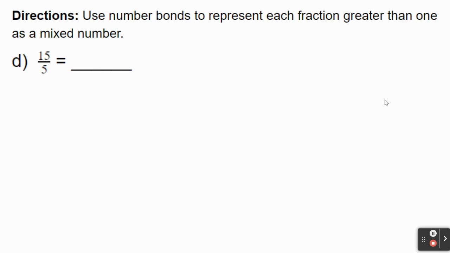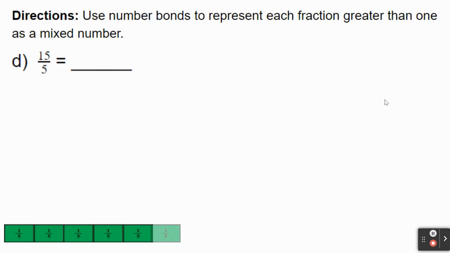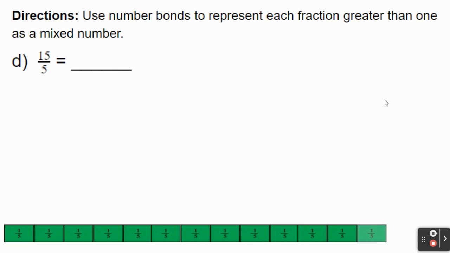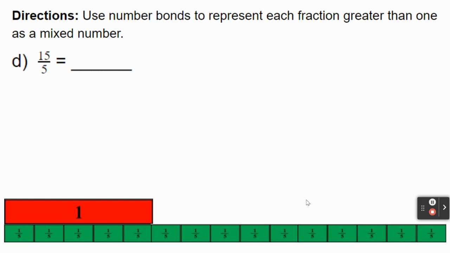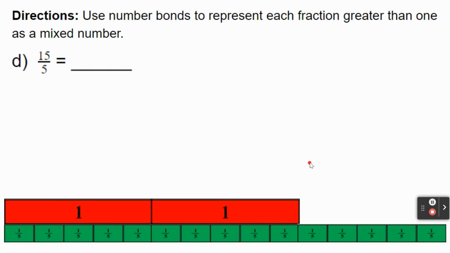Now let's try 15/5. That means we're going to have 15 1/5 size pieces. We have 1, 2, 3, 4, 5, which we know is 1 whole, 6, 7, 8, 9, 10, which is 2 wholes, 11, 12, 13, 14, 15. All right, so here we have 15 1/5 size pieces. Let's see how many wholes that is equivalent to. Here we have 1 whole, 2 wholes, which is 10/5, and 3 wholes, which is 15/5.